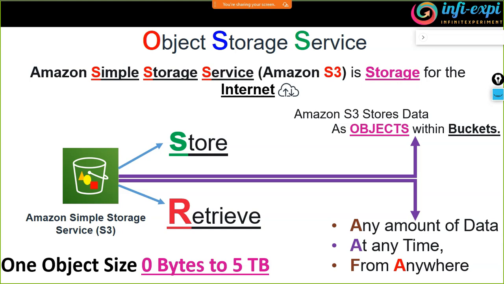So bucket size becomes unlimited, but the objects inside the bucket will have a specific limitation where a single object size can't grow more than 5 TB. Okay, so there's a big difference between an object and a bucket. A bucket is nothing but a collection of objects. Please be noted about it.